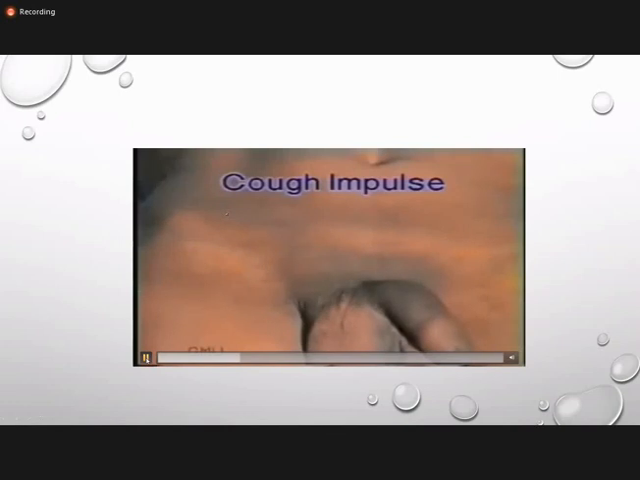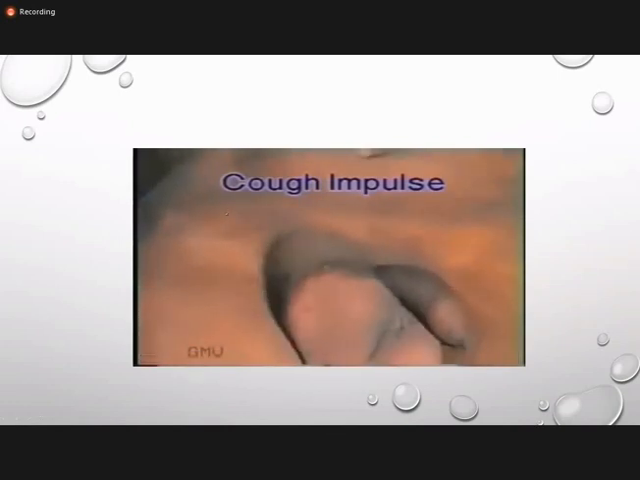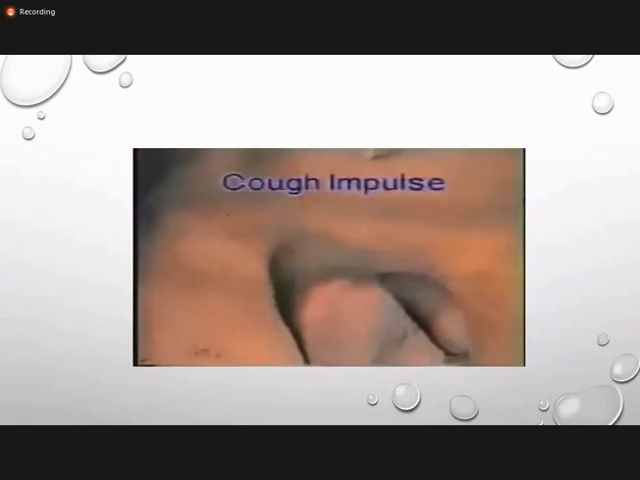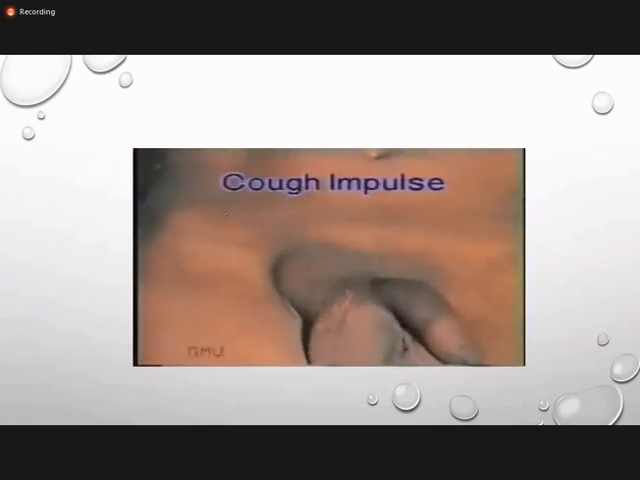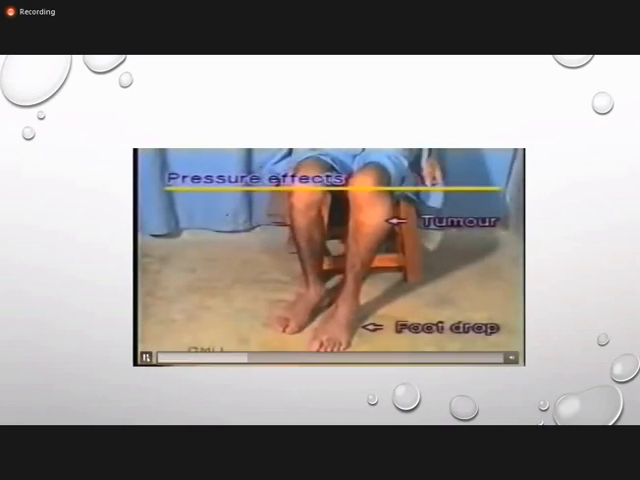Ask the patient to cough and look for an impulse on coughing. A visible increase in the size of the swelling, synchronous with the cough, is termed an impulse on coughing, as in this inguinal hernia. If the swelling is on the limbs, inspect the distal limb for any pressure effects.